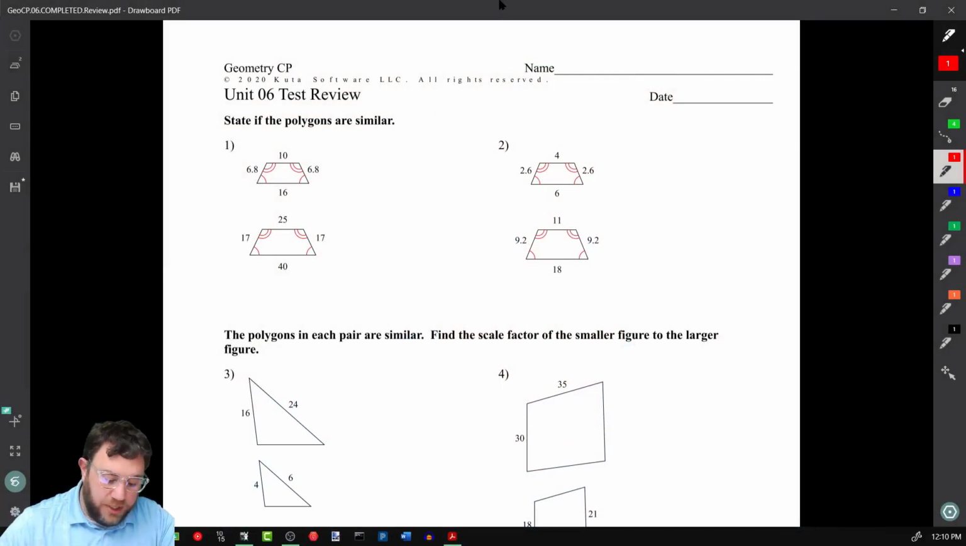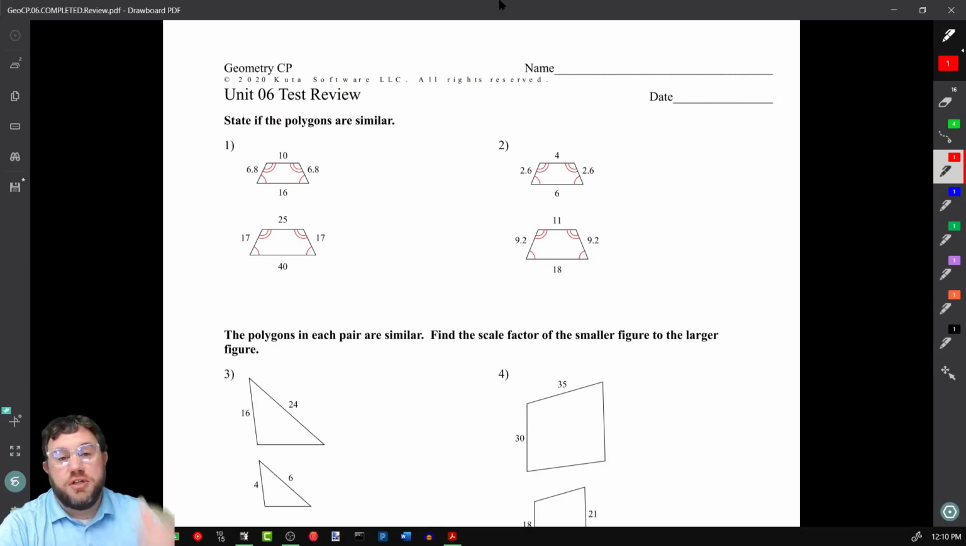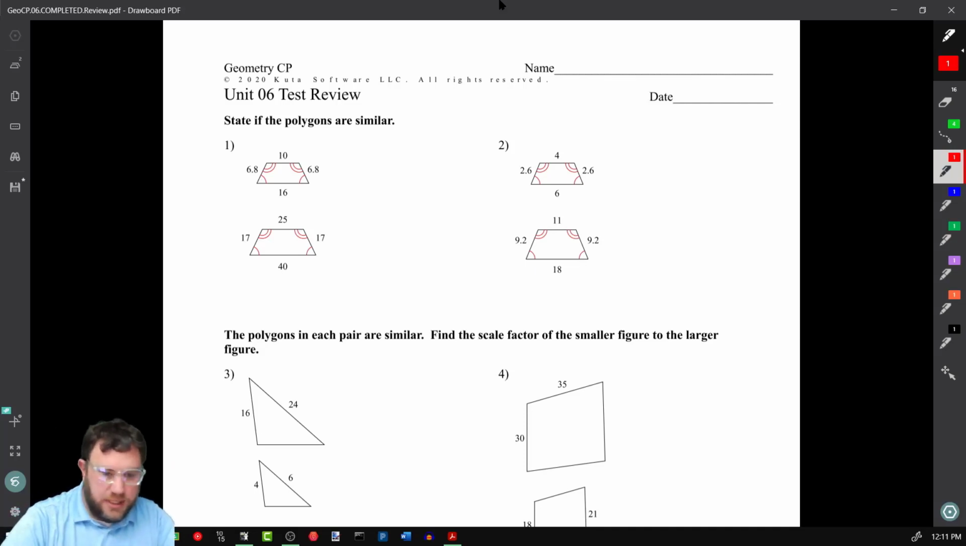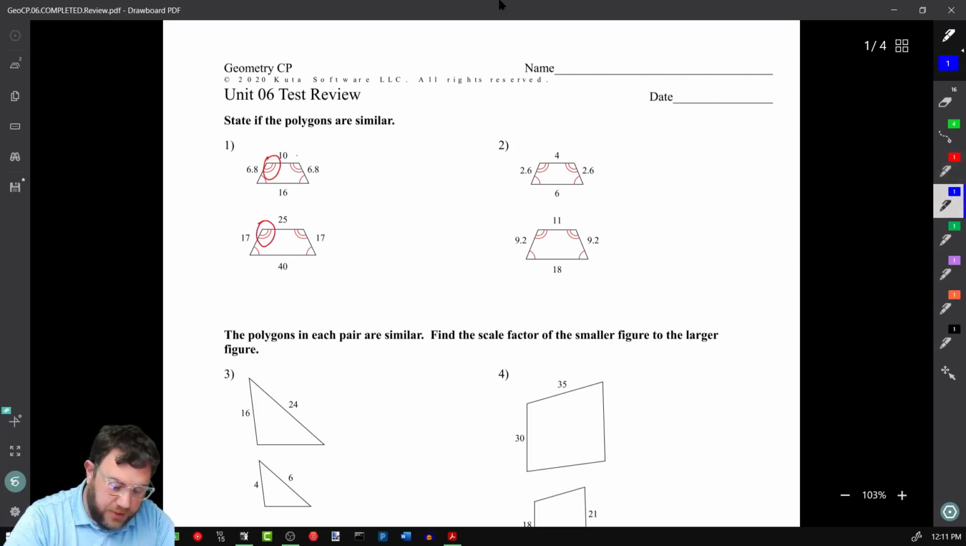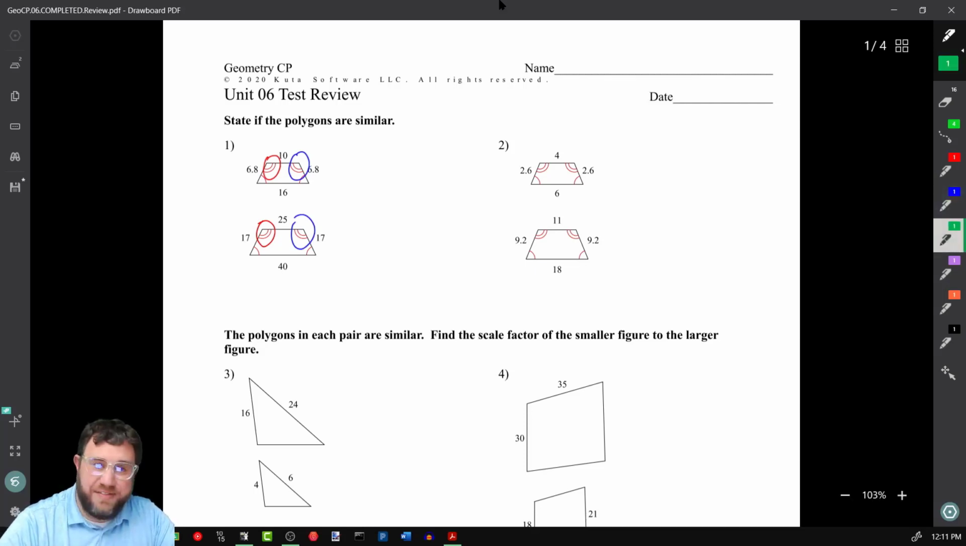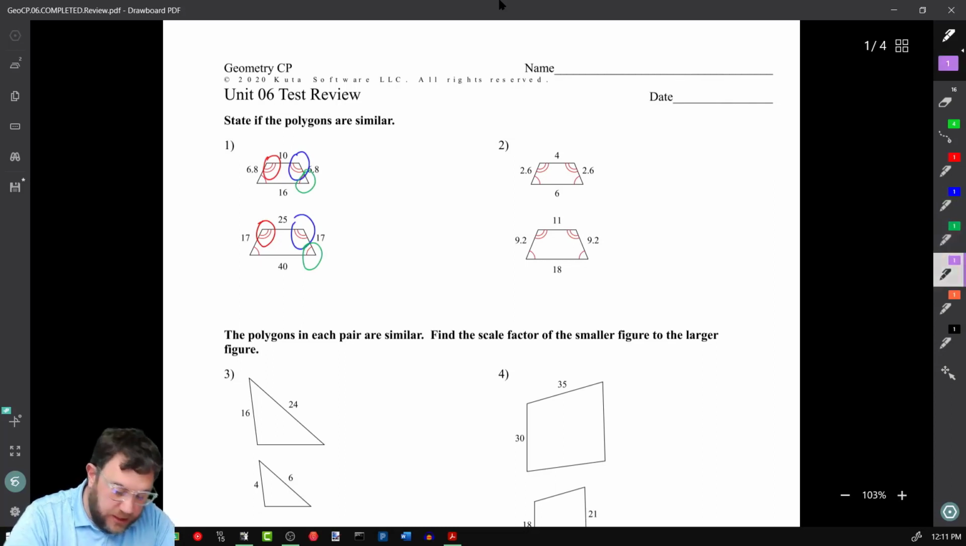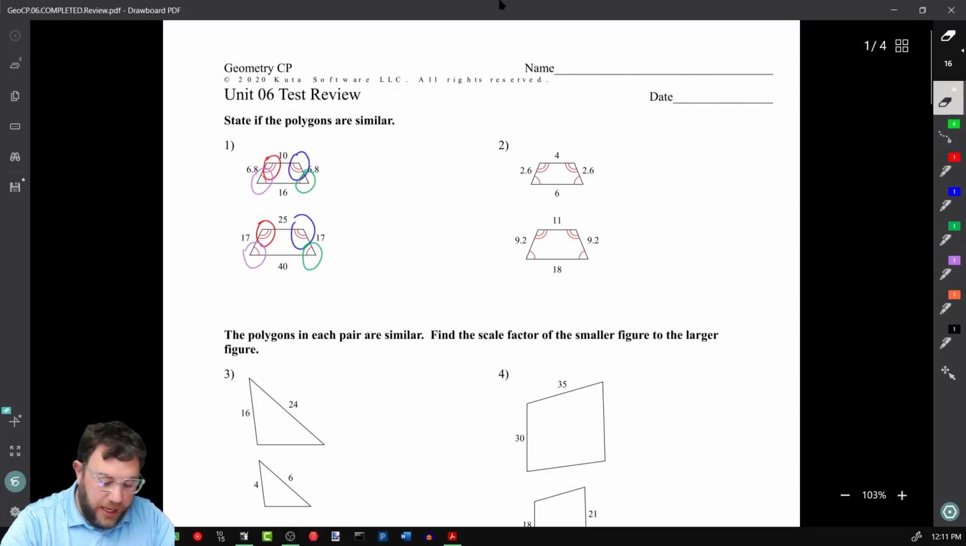All right, for 1 and 2, we want to state if the polygons are similar. Remember, to be similar, they have to have congruent corresponding angles. And on this one, you can see those two angles go together. They're congruent. These two are congruent. Now, all 4 of those are actually congruent, and that's fine. Doesn't have to be the case. See, these 2 angles are congruent, and then those 2 angles are congruent. So we're good on the angles.